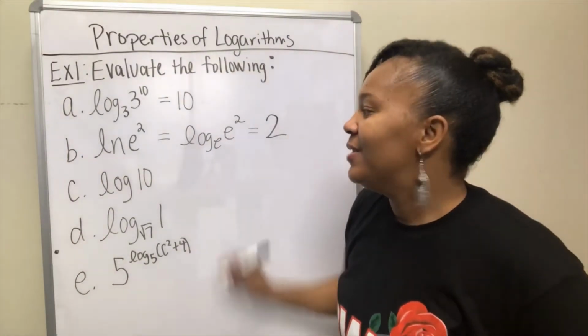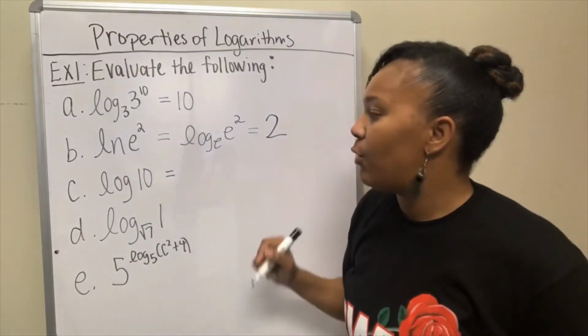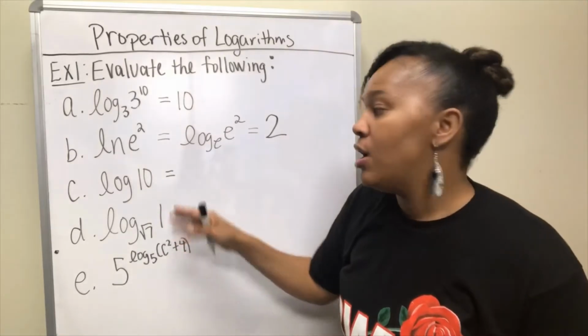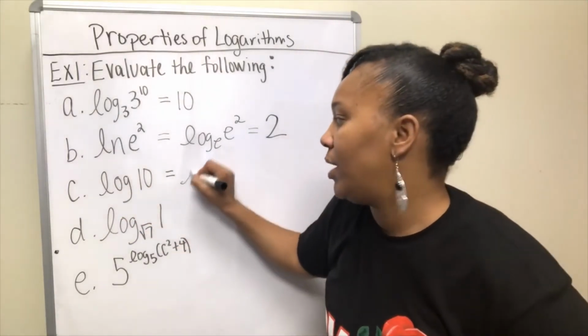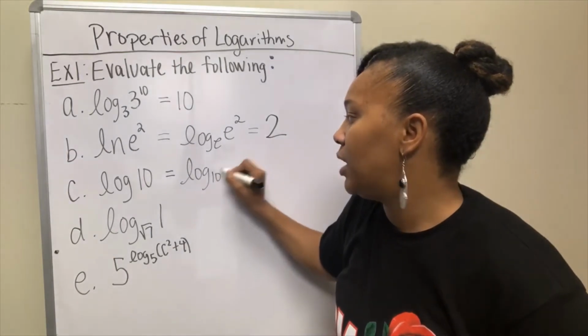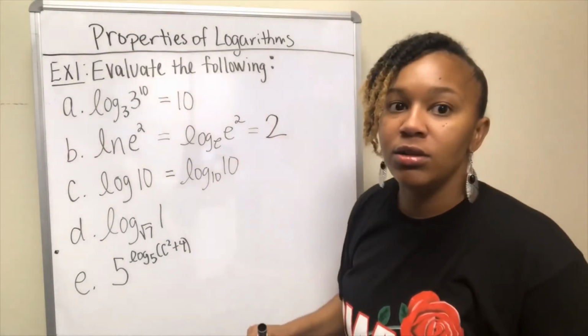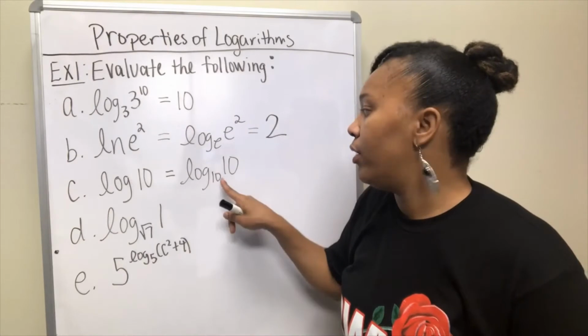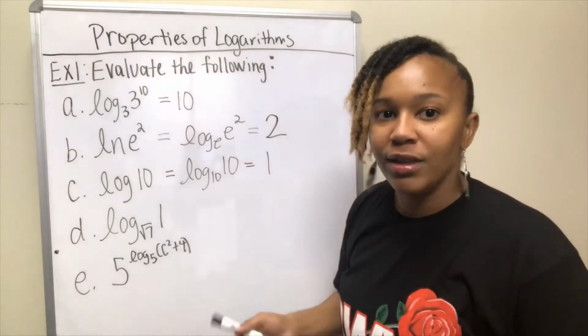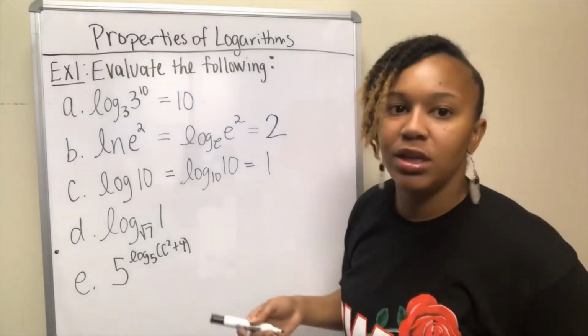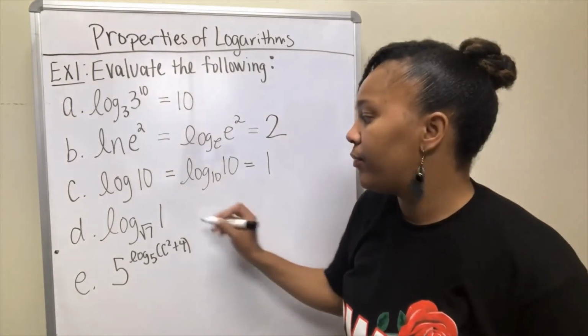But anyway, the answer to that one will be 2. For part C, you also have to recall that log with no base is equivalent to log base 10. So this is the same as saying log base 10 of 10. So this is property number 2, where the base and this number are the same, and so that equals 1. Or you can think of it, 10 to what power gives you 10? 10 to the first power gives you 10.